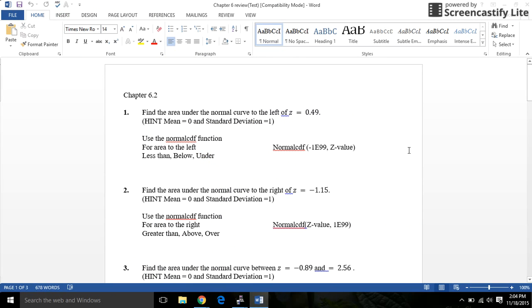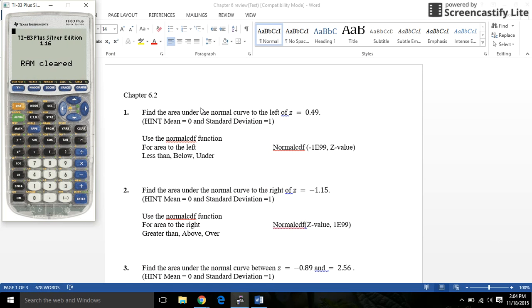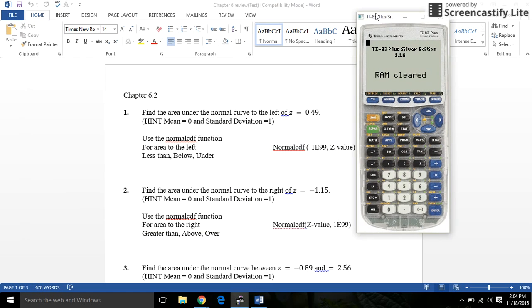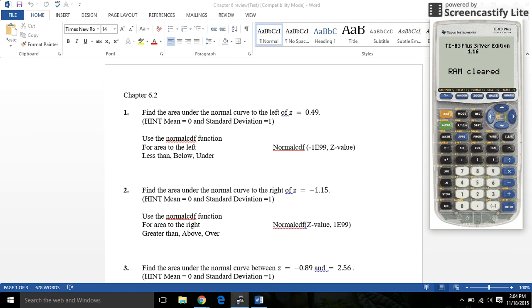Hi, I'm going to work on 6.2 for you and do a review of the concepts. So I'm going to bring up my calculator here, and I've gotten some problems from the software to explain what's going on. So we're in 6.2, which is normal distribution, where the mean is 0 and the standard deviation is 1.